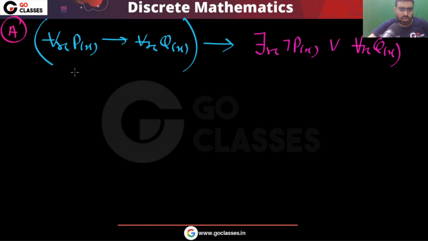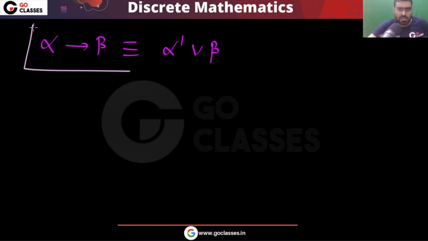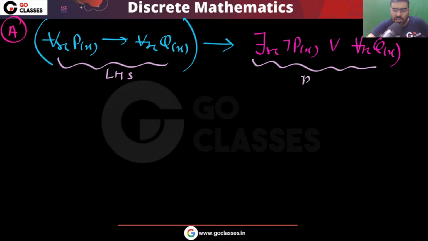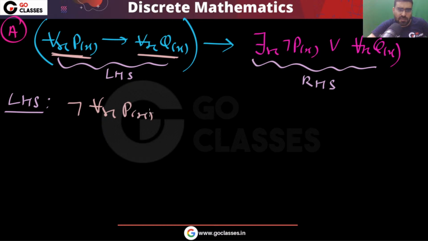First, you can simplify this. We already know that alpha implies beta is the same as alpha dash or beta. So this thing you can apply and solve it. Let's call this the LHS of the implication, and this the RHS of the implication. First you simplify this LHS. The simplification will be the negation of this, or this. So it will be the negation of the universal quantifier, or for all x, Q(x).